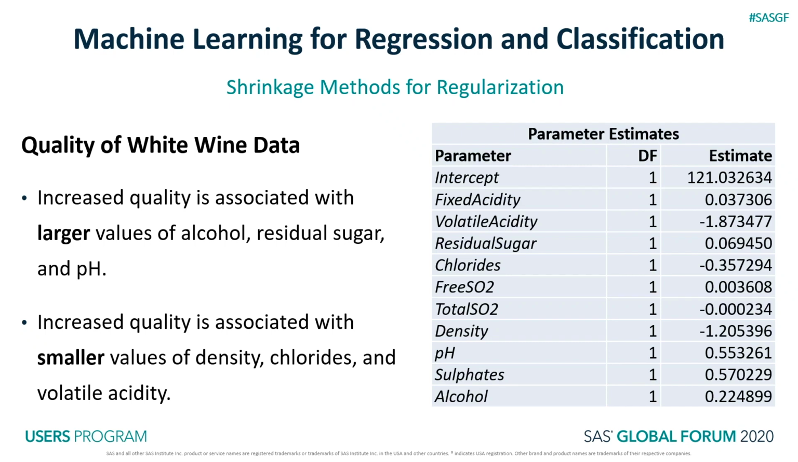So here are the coefficient estimates that we get, and we can interpret those. So increased quality is associated with the variables which have positive coefficients, and so that's larger values of alcohol, for example, and residual sugar, and pH. So higher values of pH are associated with what the experts thought were better quality wines. Increased quality is associated with smaller values of density, of chlorides, and of volatile acidity.